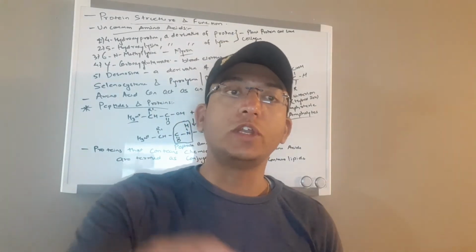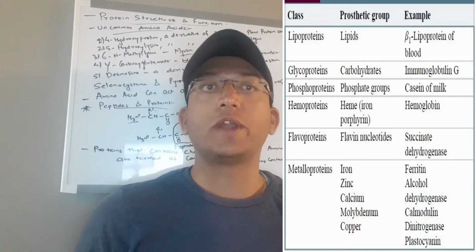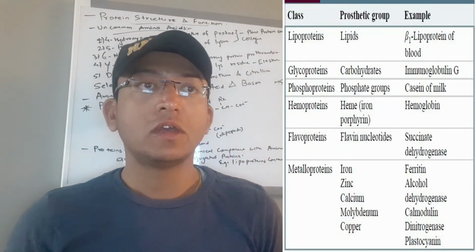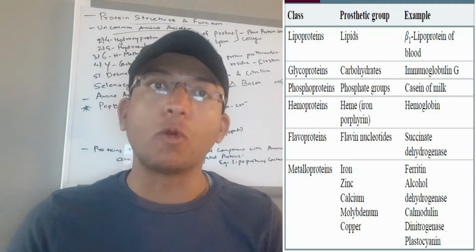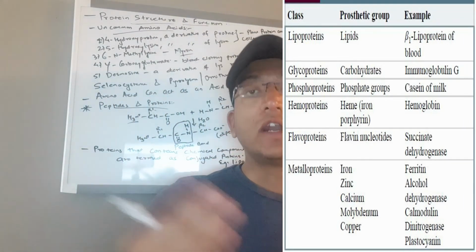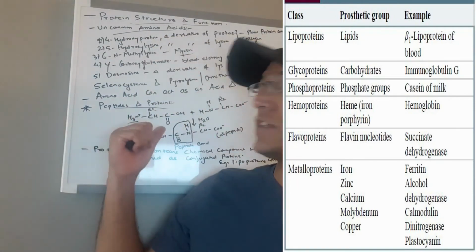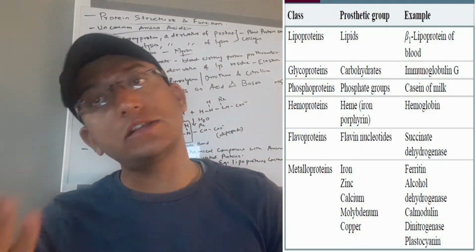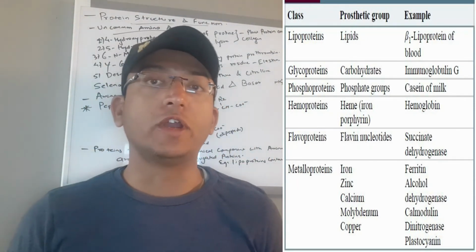So on your screen, you will see a few of the conjugated proteins and their examples as well, right? Phosphoproteins, hemoproteins, right? These are called conjugated proteins because, besides the amino acid group, they have some other chemical component.